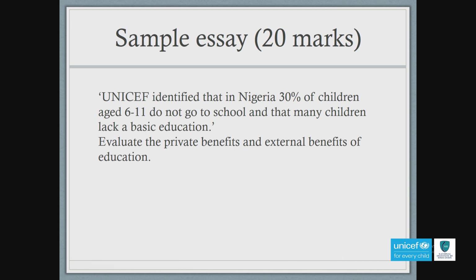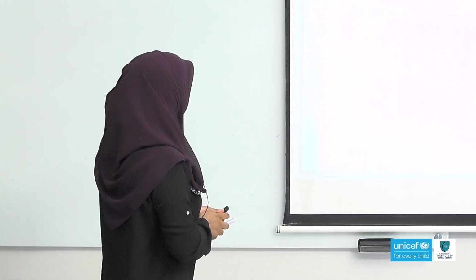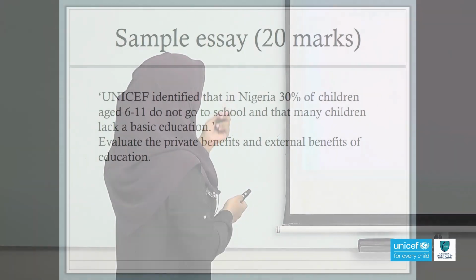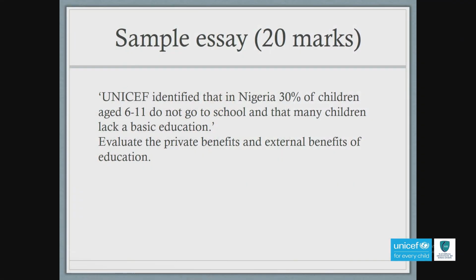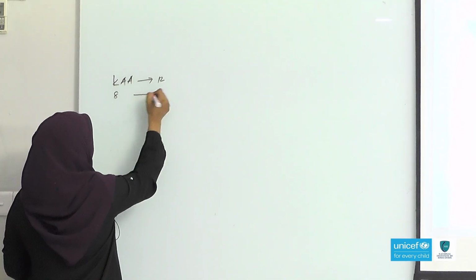A very clear-cut question, but before you move into the details, you need to have a thorough understanding of what is private benefit, what is private cost, what are the external factors, and all those things. When you are looking at questions like this, the question says evaluate the private benefits and external benefits of education. You know that the answer structure of a 20-mark question is knowledge, application and analysis, which is 12 marks, and your evaluation is 8 marks.